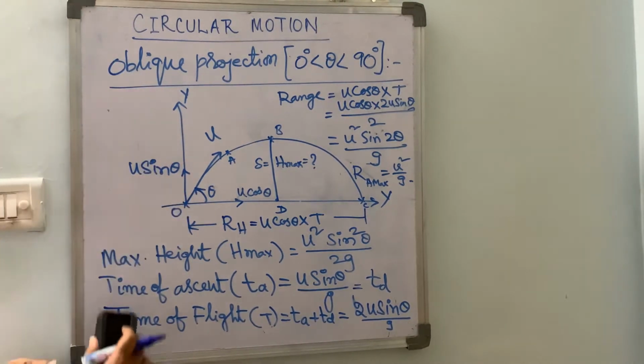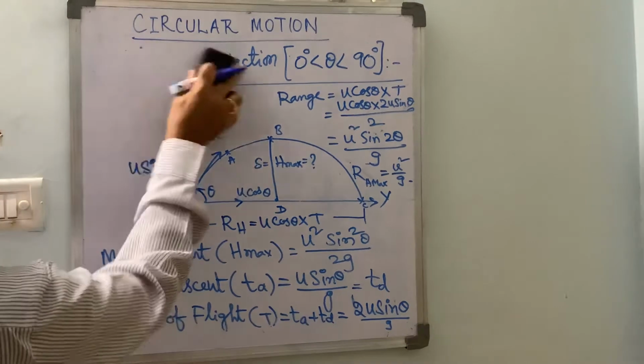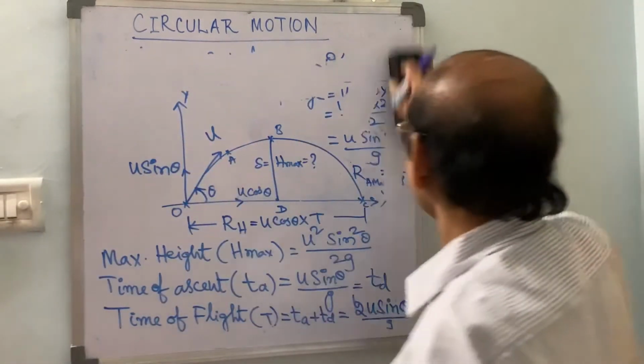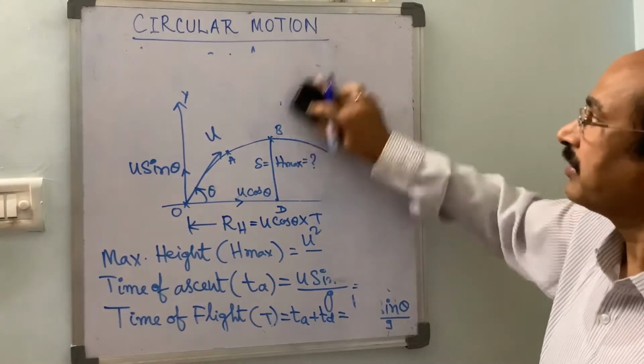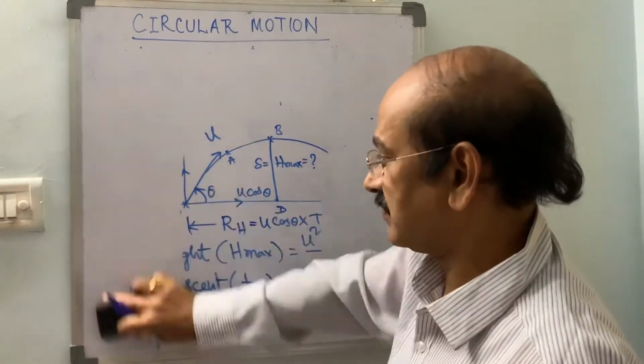These are the formulas in projectile motion. Now let us discuss the circular motion. We know that motion is three types.